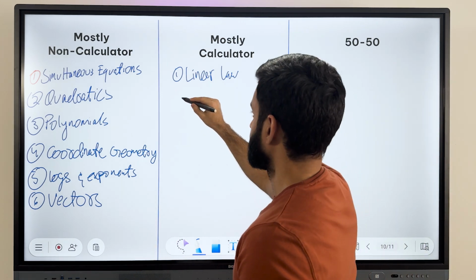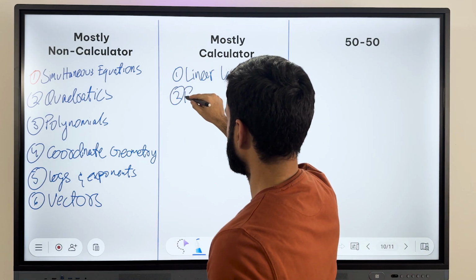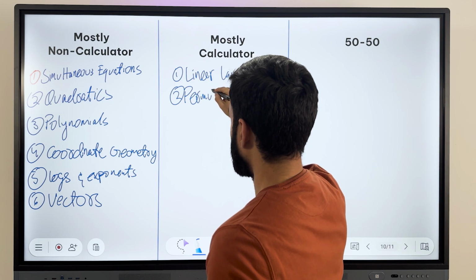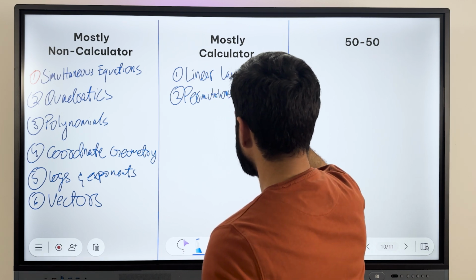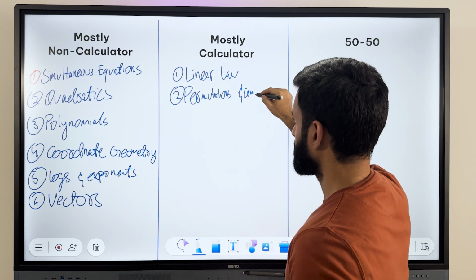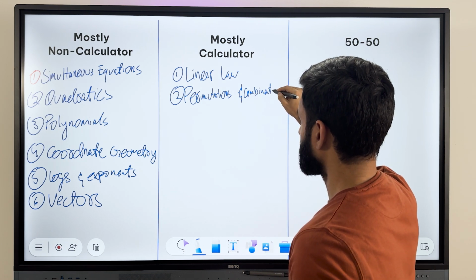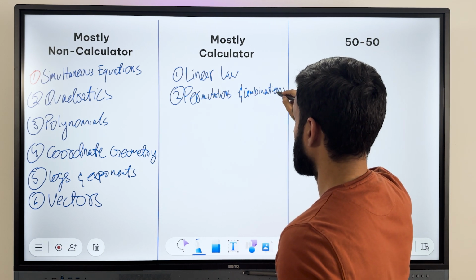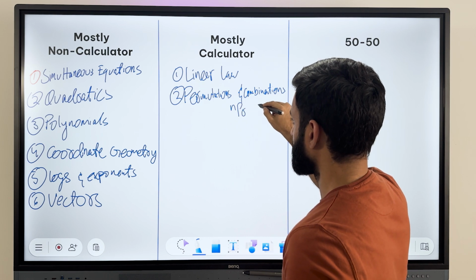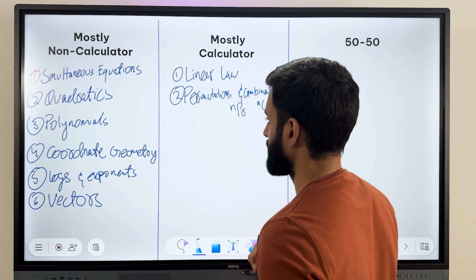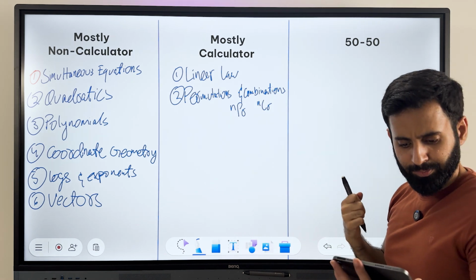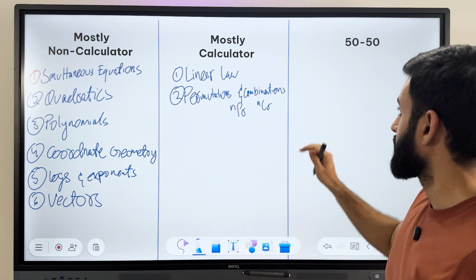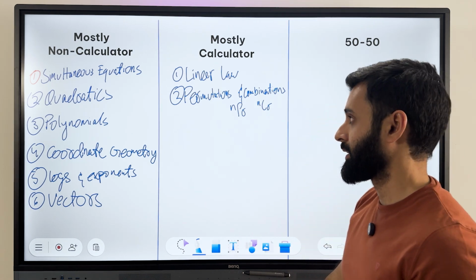Then number 2 is permutations and combinations. Now permutations and combinations have a concept where you're supposed to be able to solve them without a calculator, as in you should know how to deal with nPr and nCr if you don't have a calculator, and we use that in binomial also. Okay, so binomial comes in 50-50. We're going to talk about that later.